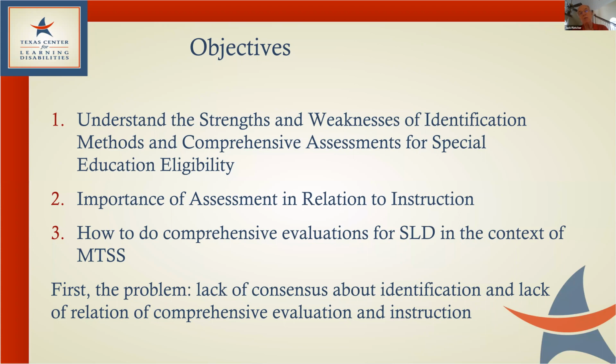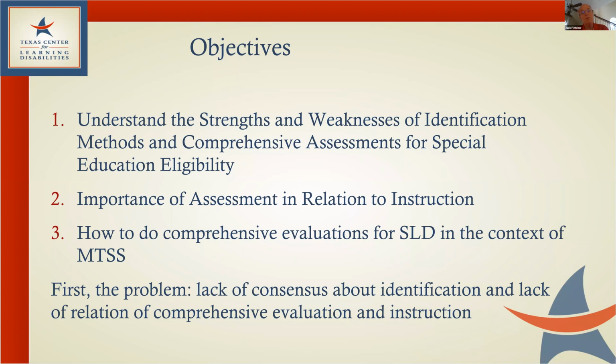And we can give assessments that allow us to identify kids who need assistance that are much quicker, more parsimonious, less expensive, and let us make more accurate decisions about the types of intervention programs that kids should get. So we're going to understand the strengths and weaknesses of different approaches for comprehensive assessments for special education eligibility, the importance of assessing in relation to instruction, and then how to do comprehensive evaluations for specific learning disabilities in the context of a multiple tiers of support system.